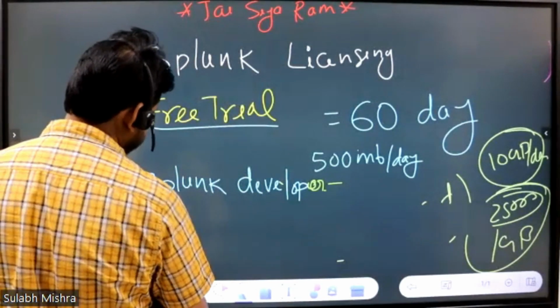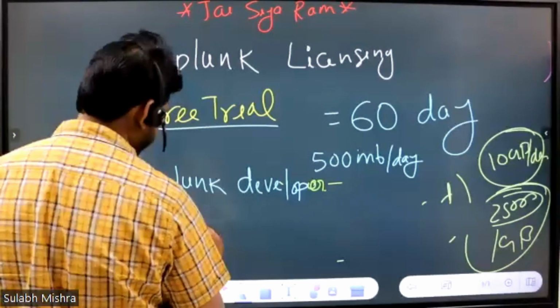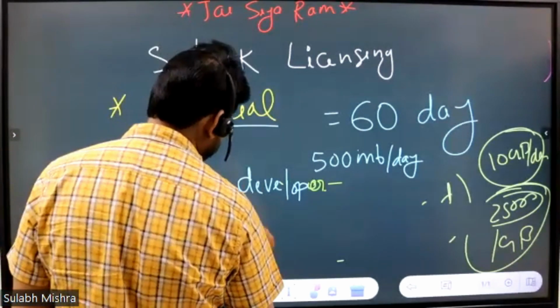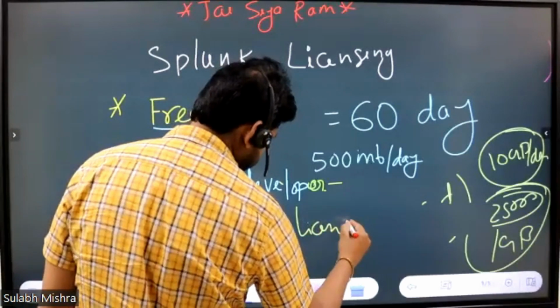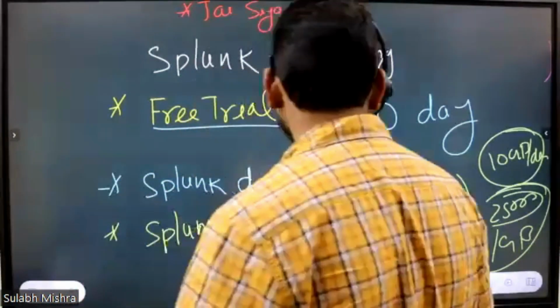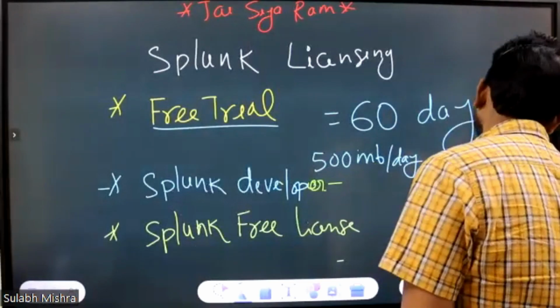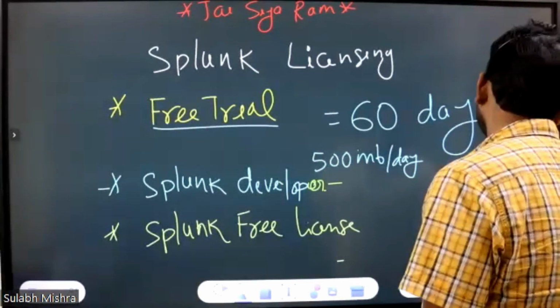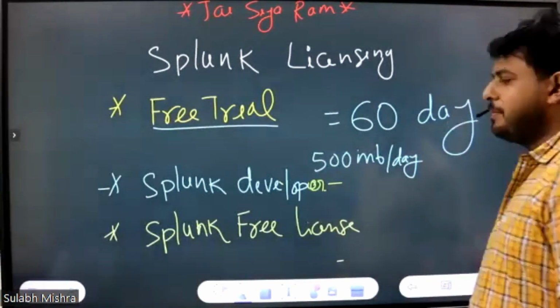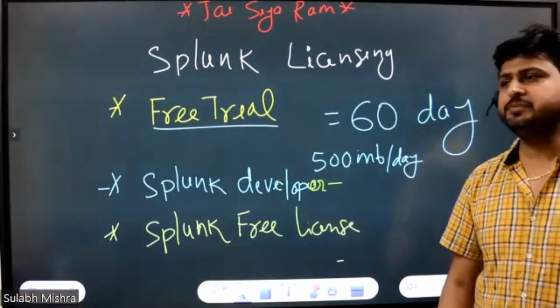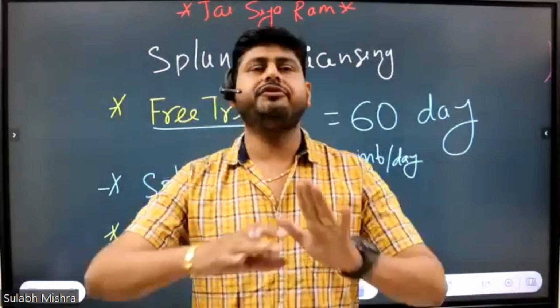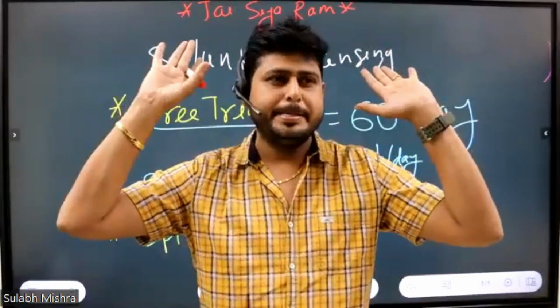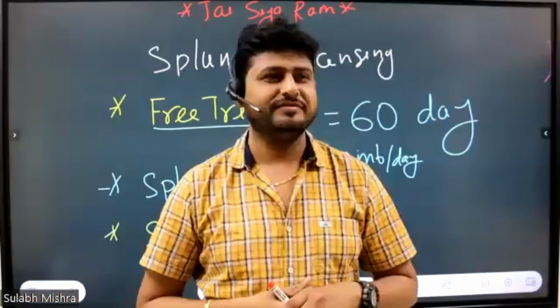Splunk free license and free trial are both different. Splunk free license is free for lifetime. That means it's a perpetual license. This license will be called a perpetual license. That means it is free for lifetime, for 99 years.